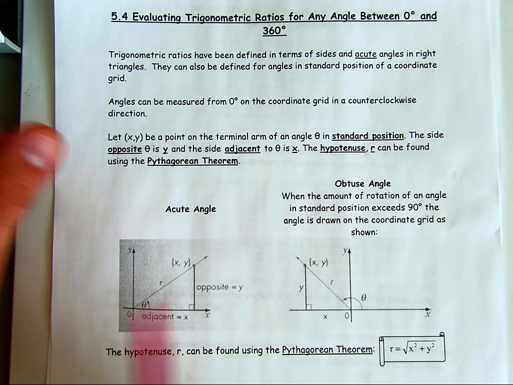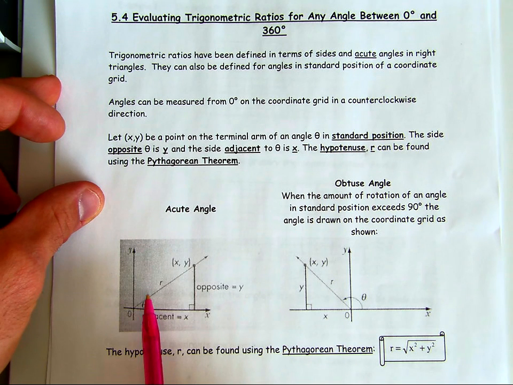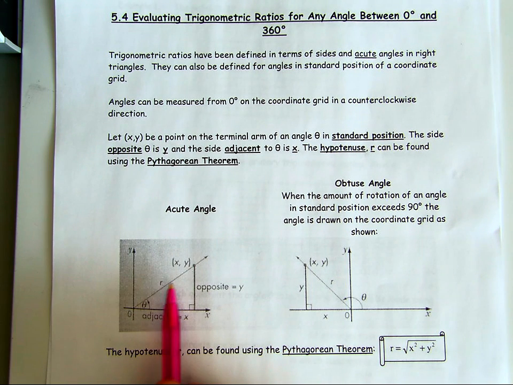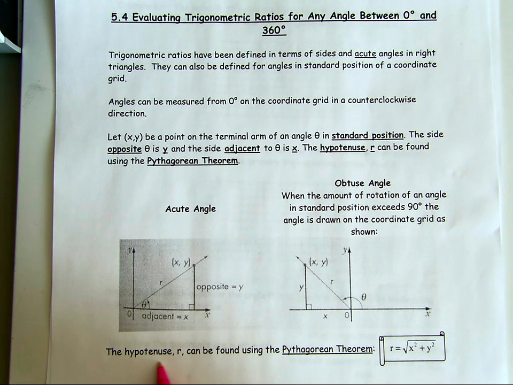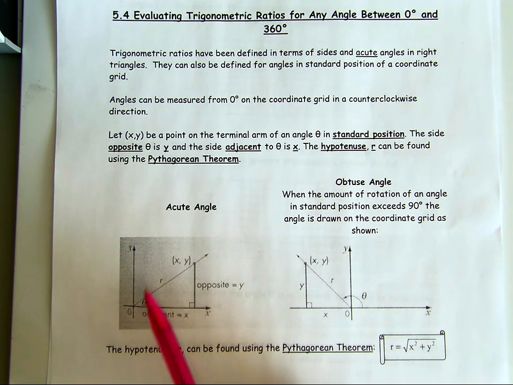So here are your two drawings: this one is in quadrant number 1, and this is in quadrant number 2. And in order to use the hypotenuse, you can find the hypotenuse using this formula here. So let me just go over this with a little better explanation.